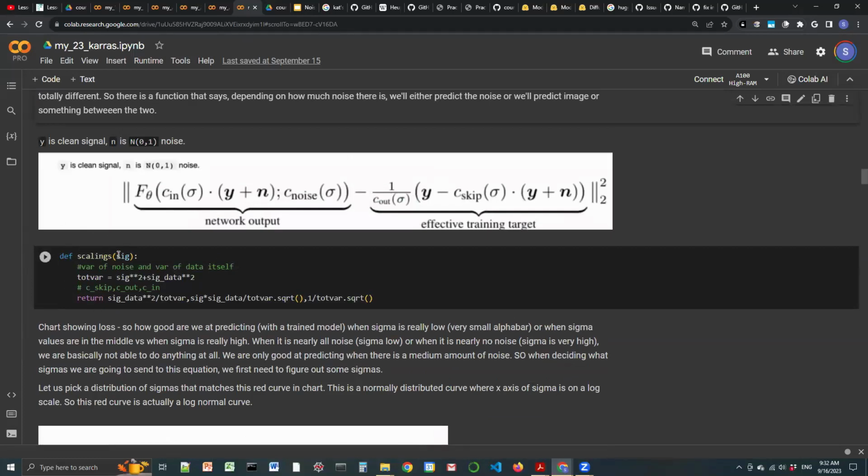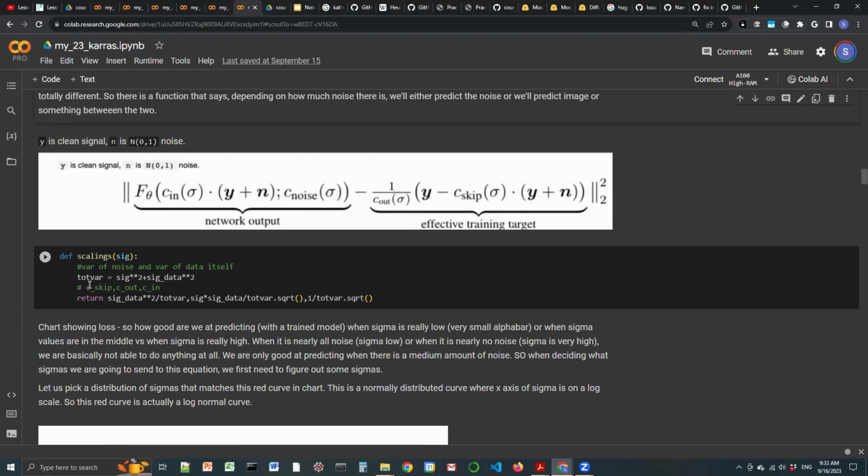So here, the scaling function, what does it do? Once you pass in the sigma value, you then take the total variation of the noise, which is sigma squared. You just square sigma to get the variation of the noise. But you also have variation in the data, which is, you know, the Fashion MNIST or the ImageNet or so on. And the variation in the data is sigma data squared, right? So you combine the two and you get the total variation.